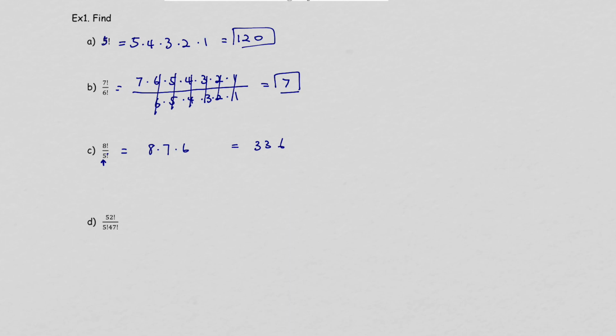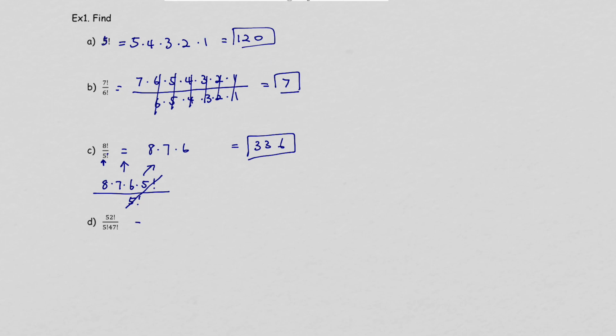Again, if I wanted to write the middle step, it starts from 8 times 7 times 6 times 5 factorial, and then you had a 5 factorial on the bottom, so the 5 factorial cancels out and you end up with 8 times 7 times 6 remaining to multiply. That's how you get 336.